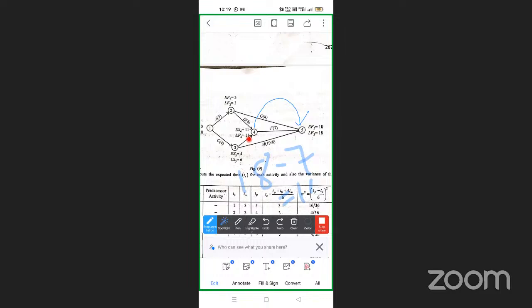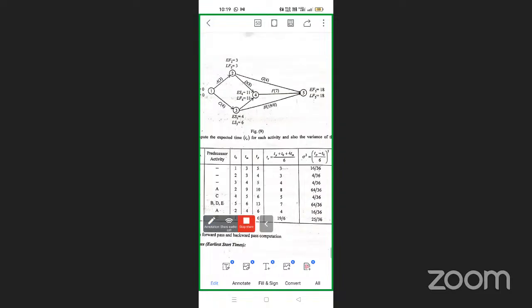Next, the third node is connected to only a single node, previously node 5. So that is 18 minus 12, which is 6. So LS3 is equal to 6. Next, the third node, previously connected to node 5, so 18 minus 4, ES3, LS3.